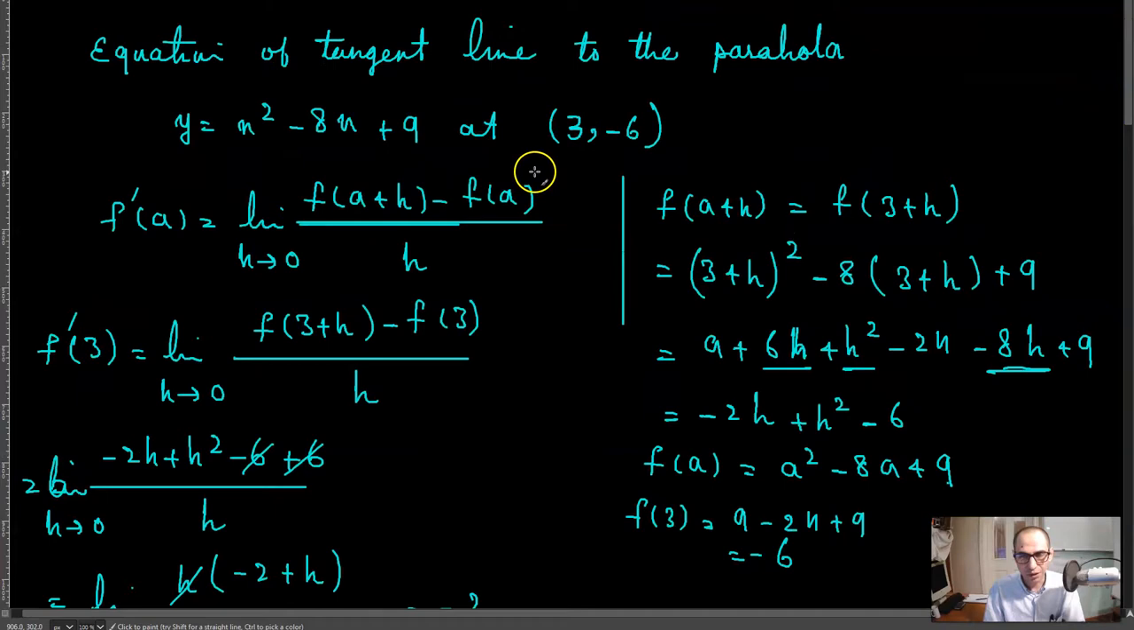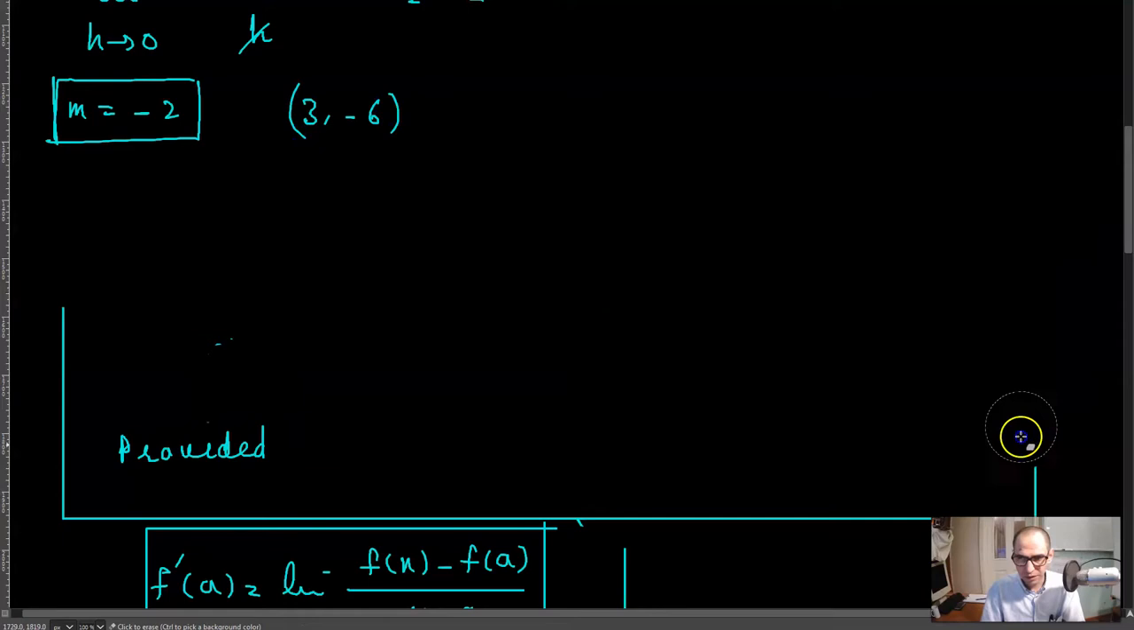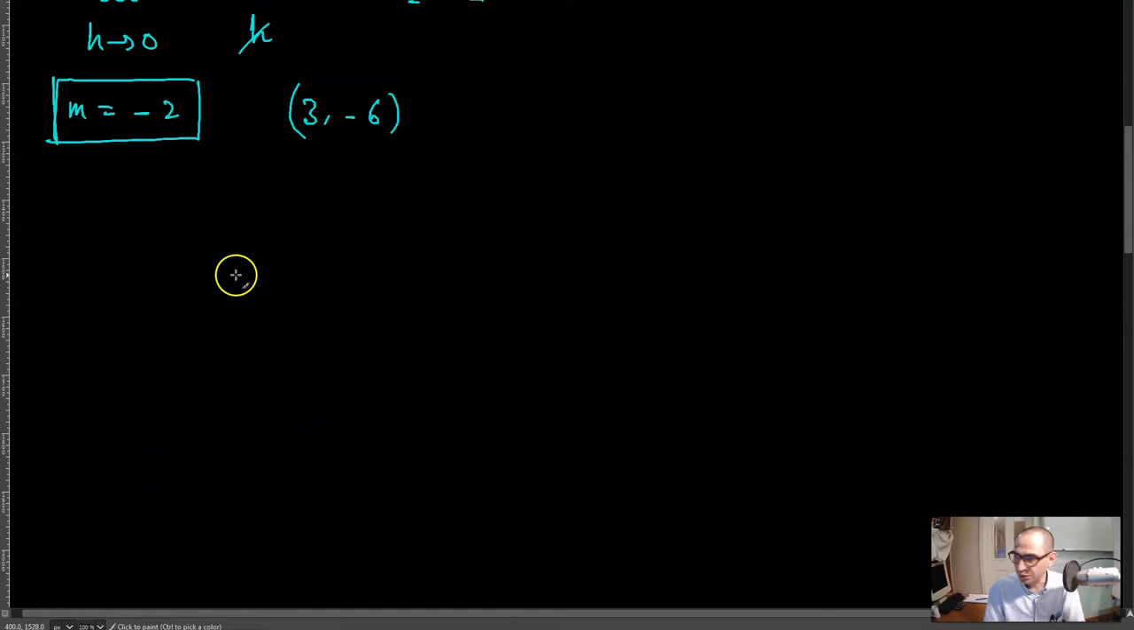Now the point is 3 comma negative 6. As you can see, it's not really necessary to memorize any of these things. For example, a few minutes ago I wrote y minus f of a is equal to f prime of a times x minus a. If you ask me this tomorrow, I will have forgotten it. It's not possible for me to remember any of these things. I can understand them, but then you always forget them.